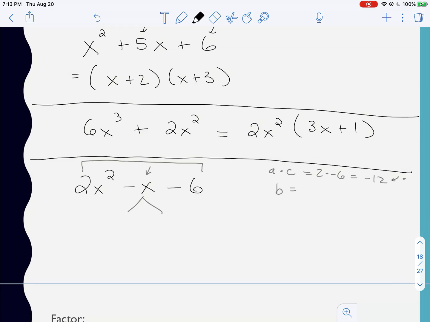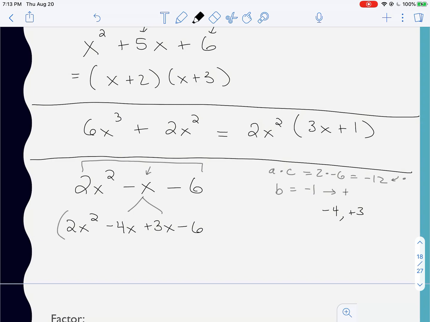And so my b term is -1. So I need to find two numbers that multiply to -12 and add to -1. That would be -4 and +3. Now notice what happens if I break that up. If I take -4x plus 3x, I would get -1x. And now I have four terms. So I took the middle term and I broke it up into -4x and 3x.